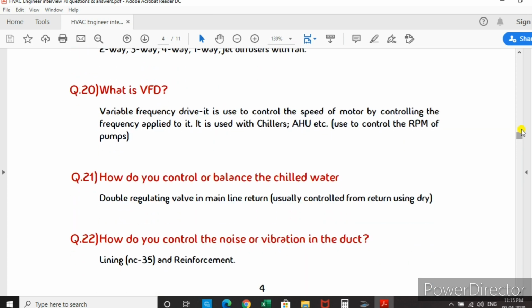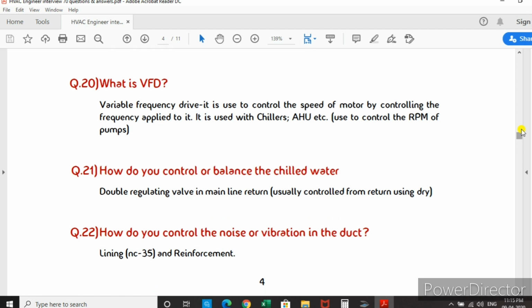Q. What is VFD? Variable frequency drive. It is used to control the speed of a motor by controlling the frequency applied to it. It is used with chillers, AHU etc., and to control the RPM of pumps. Q. How do you control or balance the chilled water? Double regulating valve in the main return line, usually controlled from the return using a dry.